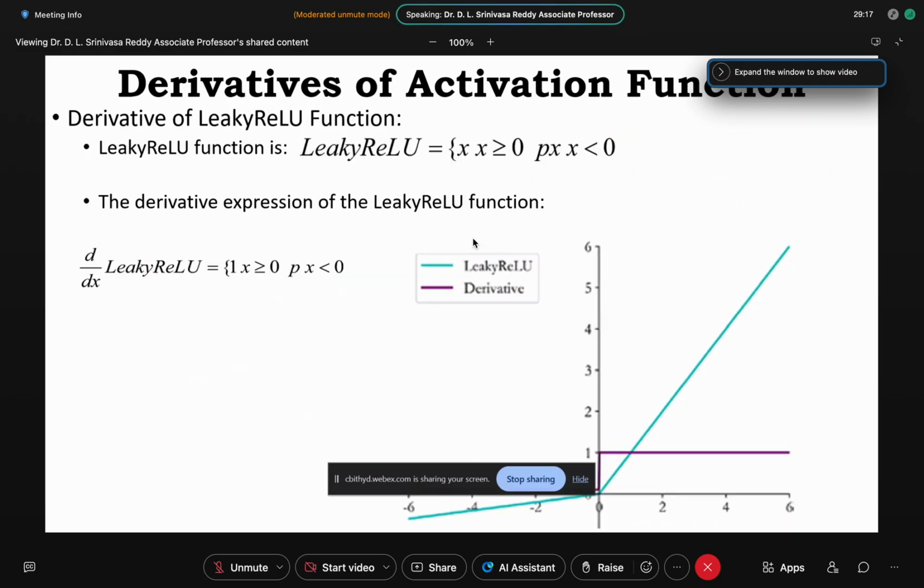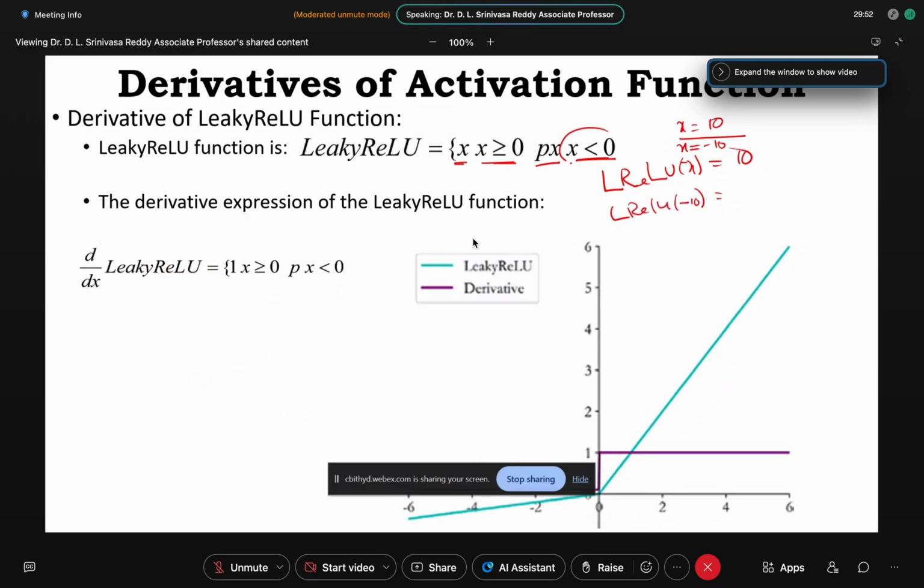Now let's go to the derivative of the leaky ReLU function. What is a leaky ReLU function? Here the leaky ReLU value is x when x is greater than or equal to 0, and rho x when x is less than or equal to 0. Suppose I take x equal to 10. The leaky ReLU function of x gives you 10 only. When you check x equal to minus 10, what happens here?